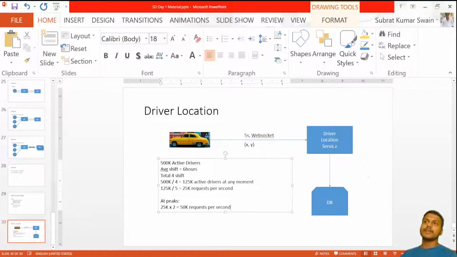Let's assume that 5k requests per second is what the database can handle here. There are some other databases which can handle more requests. Maybe you will say, okay, I'll go for a very big database with too much capacity. But if you go for a database with higher capacity, you also have to pay more money.